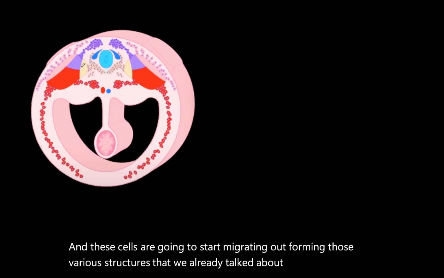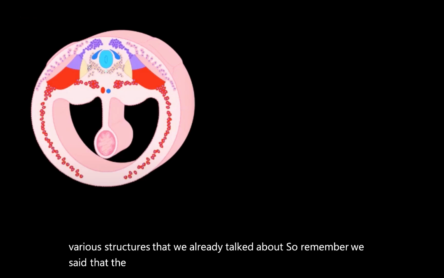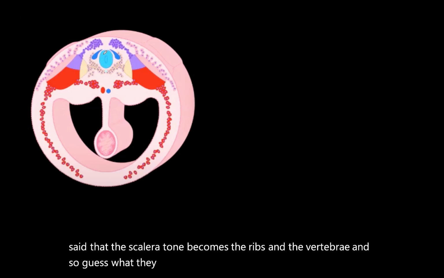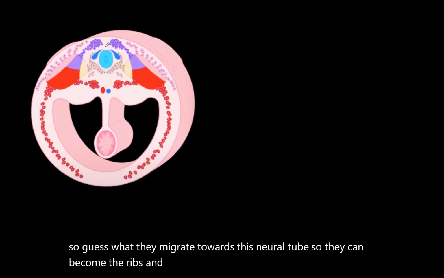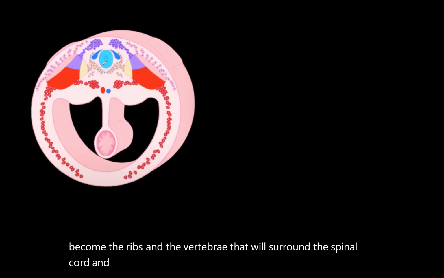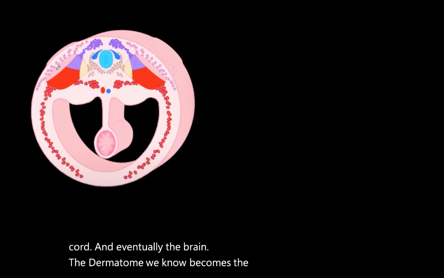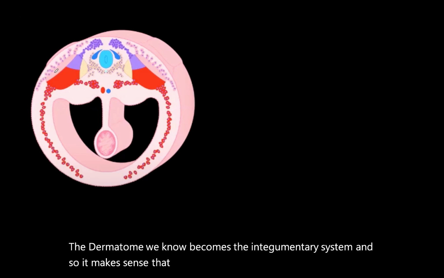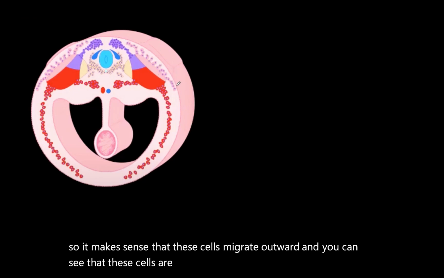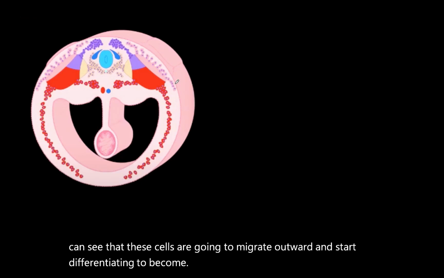So remember, we said that the sclerotome becomes the ribs and the vertebrae. And so guess what? They migrate towards this neural tube so they can become the ribs and the vertebrae that will surround the spinal cord, and eventually the brain. The dermatome, we know, becomes the integumentary system. And so it makes sense that these cells migrate outward. You can see that. These cells are going to migrate outward and start differentiating to become the epidermis and the dermis and the hypodermis.